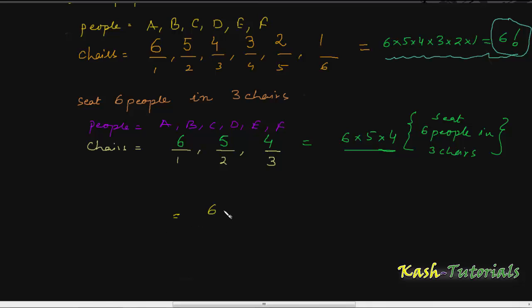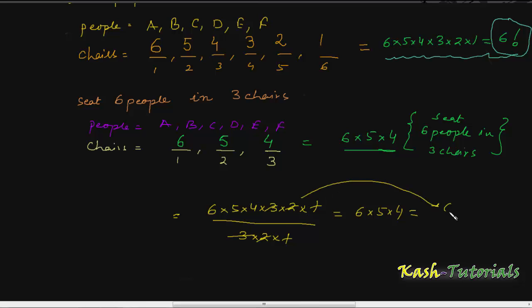I can rewrite it as 6 into 5 into 4 into 3 into 2 into 1, and I can divide this by 3 into 2 into 1, and then I can easily strike off these all, and what I would get is 6 into 5 into 4. So this thing can be again rewritten as 6 factorial over 3 factorial.